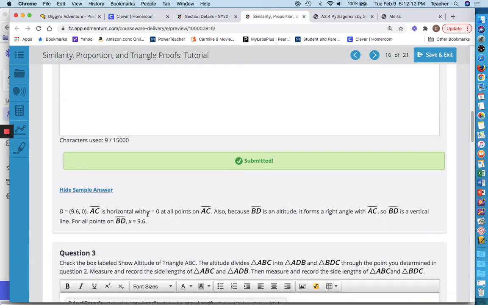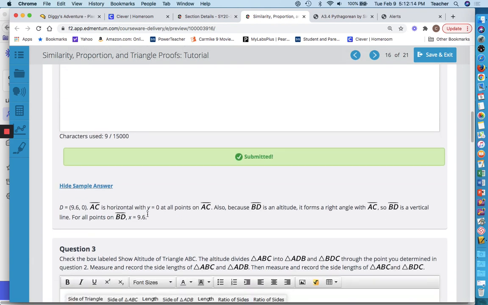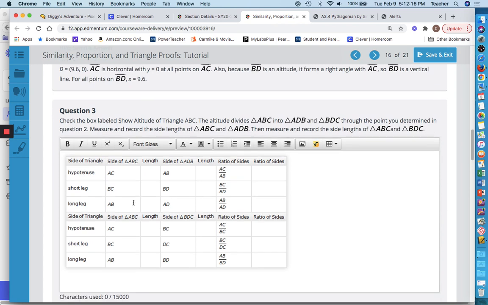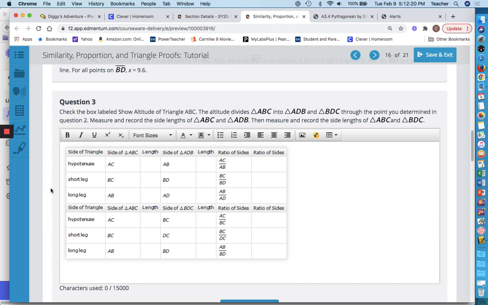And looks like, yeah, that's all I had to find. All right. Sweet. All right. Ooh, question number 3. Got lots to find here. Oh my goodness. All right.